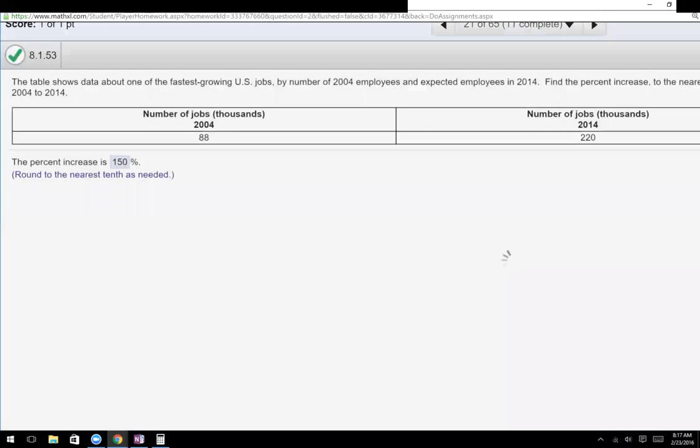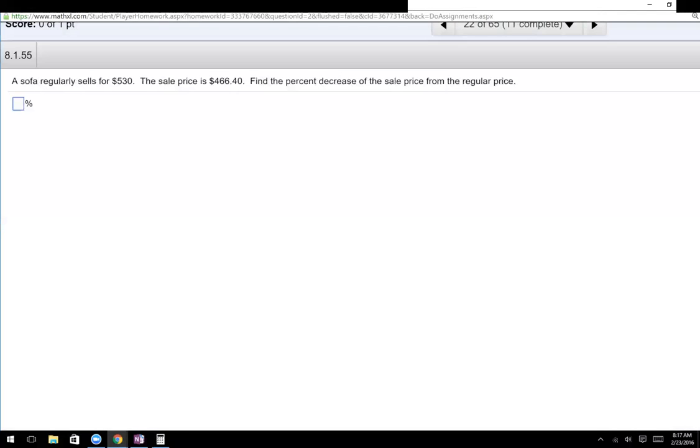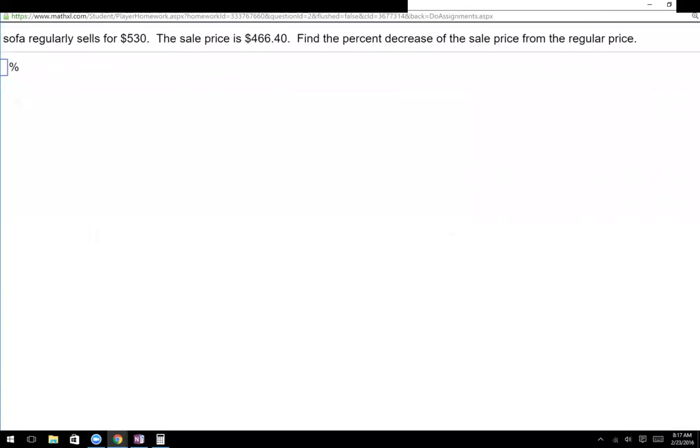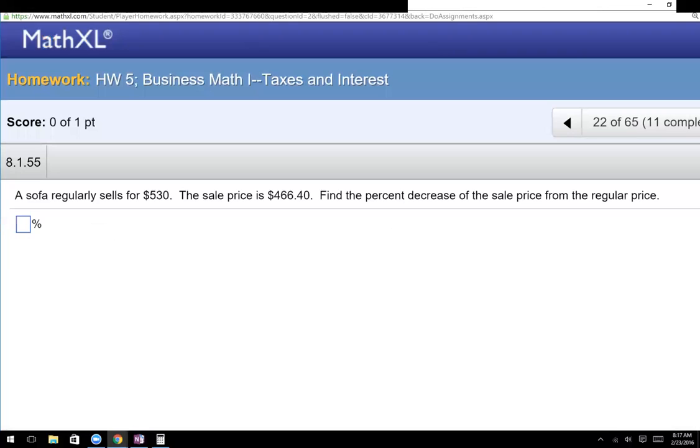Okay. Let's do another one like that. No, next one's not like that. So, okay. Well, actually, it is. It's percent decrease. A sofa regularly sells for $530. The sales price is $466.40. Find the percent decrease of the sales price from the regular price. So I don't actually care about the $466.40. What I care about is how much did it decrease, right?